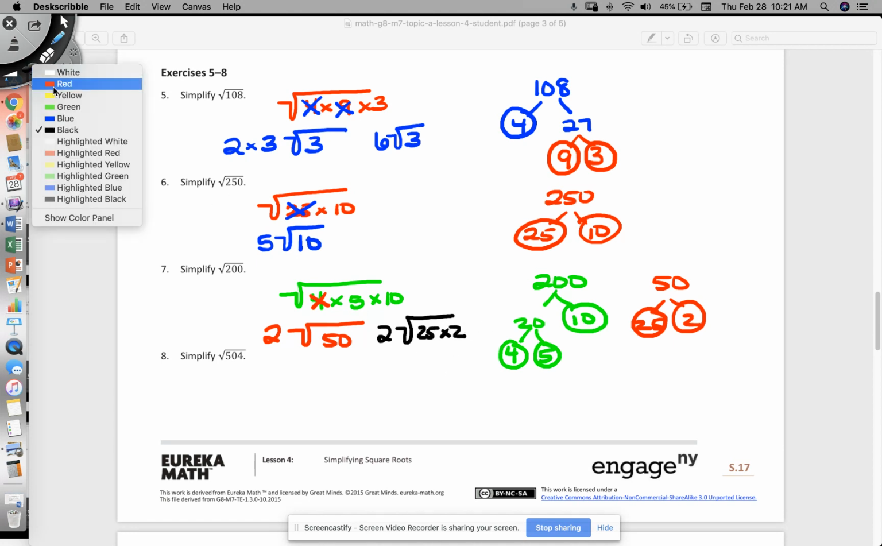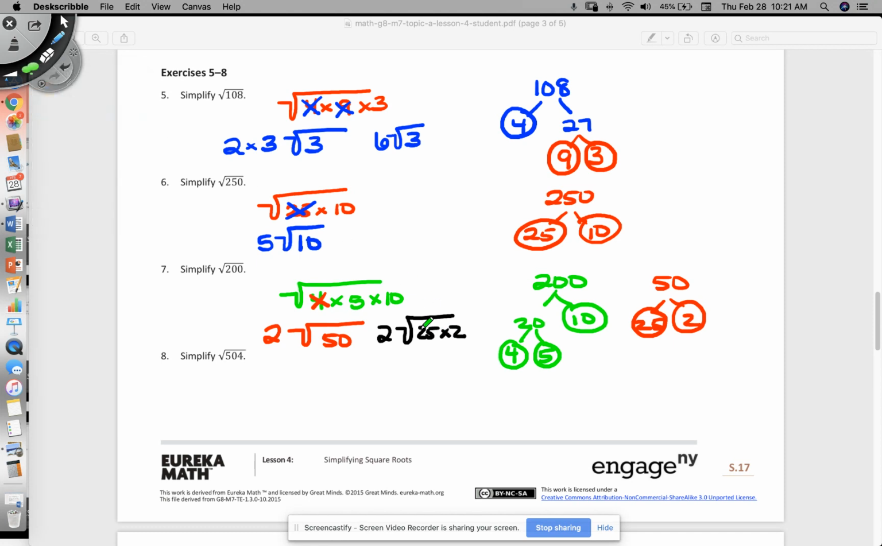So let's break up that 25. This 25 is going to break up into a 5. So now I have 2 times 5 on the outside, root 2. So 2 times 5 gives me 10 root 2. And there's my final answer for number 7. It kind of fell down here by number 8. All right. I want you to try number 8. And this will finish this tutorial.